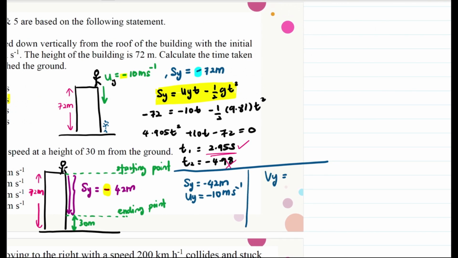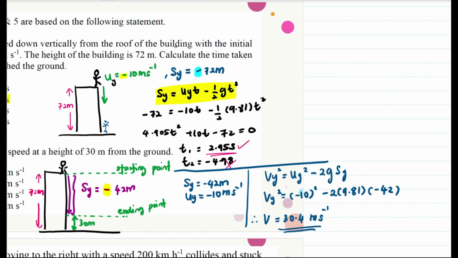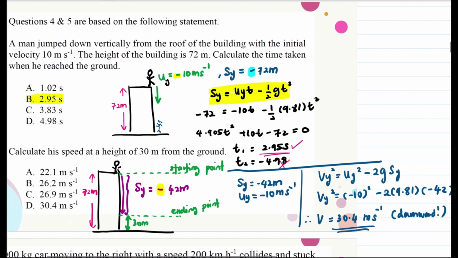Okay. So VY, saya akan guna VY squared equal to UY squared minus 2G SY. Kalau perasan saya tulis semua Y because the direction is vertically downward. Okay. So we want to find Vy. So we can just substitute all the values. So therefore, Vy squared equal to negative 10 squared minus 2, 9.81, Sy is negative 42. Okay, so final answer, V is equal to 30.4 meter per second. Okay, and actually the direction is downward direction. Okay, so jawapannya adalah D.